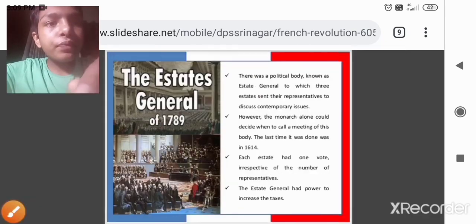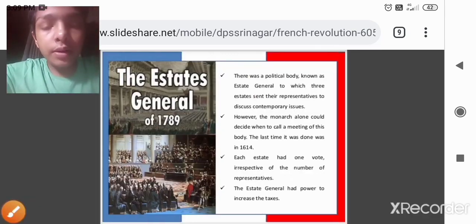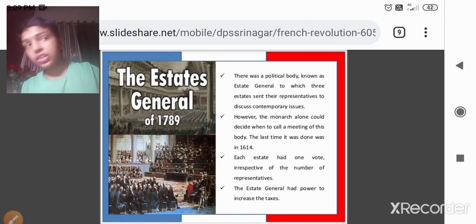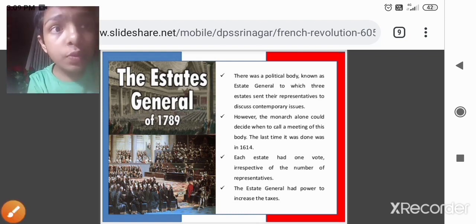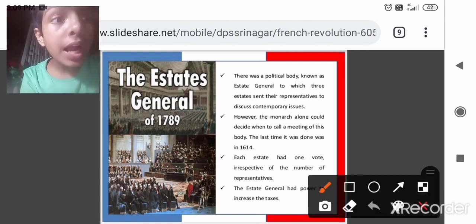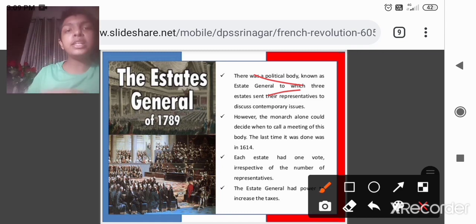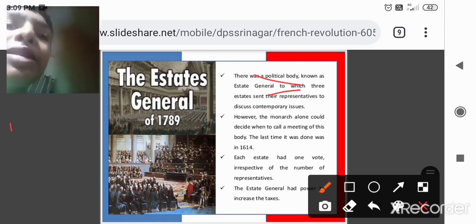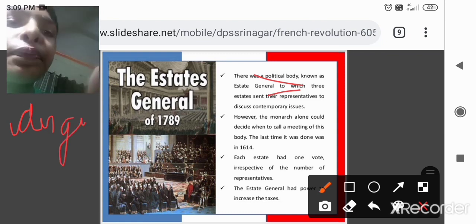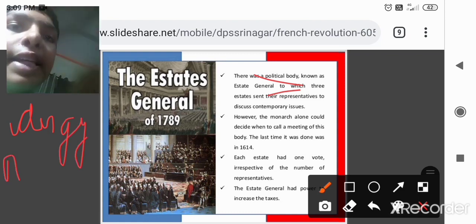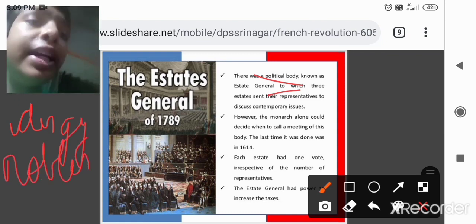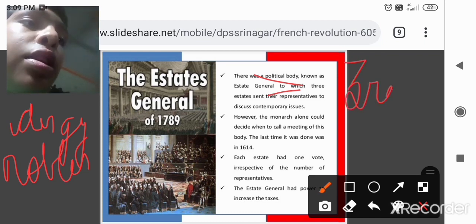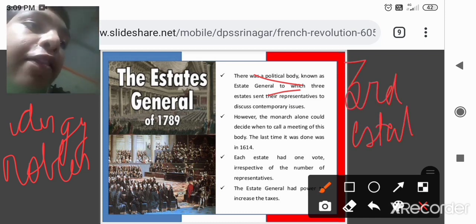Okay. Then the Estates General. This was the Estates General. So now there was a political body, known as Estates General, to which three estates sent their representatives to discuss contemporary issues. Now talking about the three estates, as I told you, the first estate was the clergy, then the second estate was the nobles, that is the nobility, and the third estate was the third estate itself.